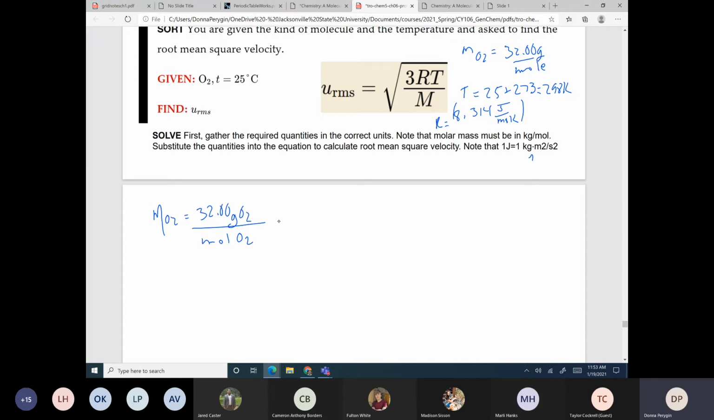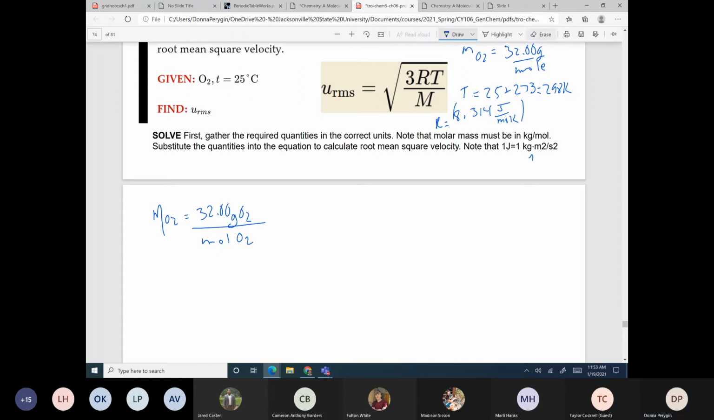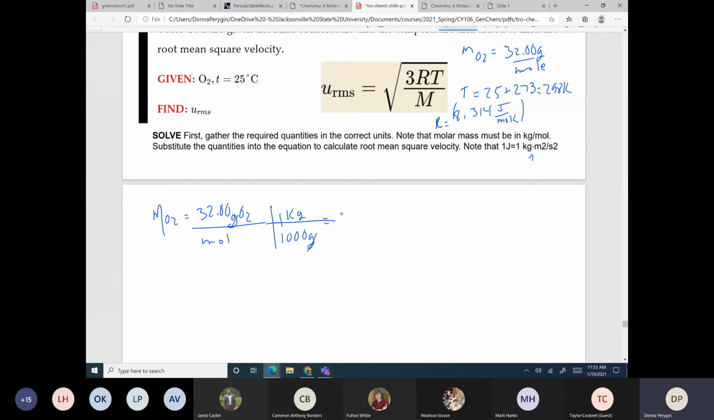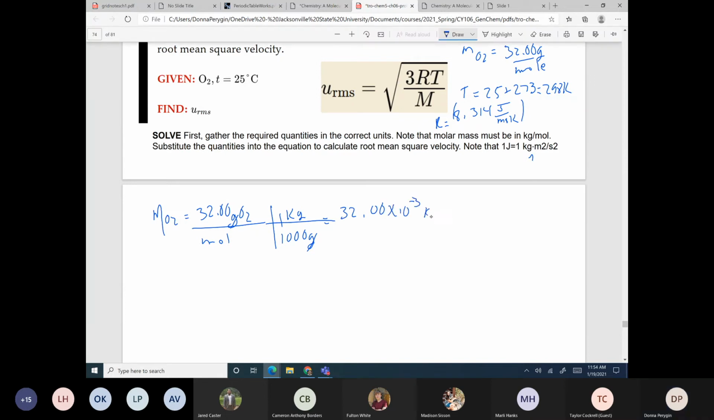So we take the regular molecular weight. I meant just per mole here. That's good enough. All right, and then we say 1 kilogram is equal to 1,000 grams, right? So we can convert grams to kilograms, and that gives us 32.00 times 10 to the minus 3 kilograms of O2. So we can just do it in scientific notation per mole.